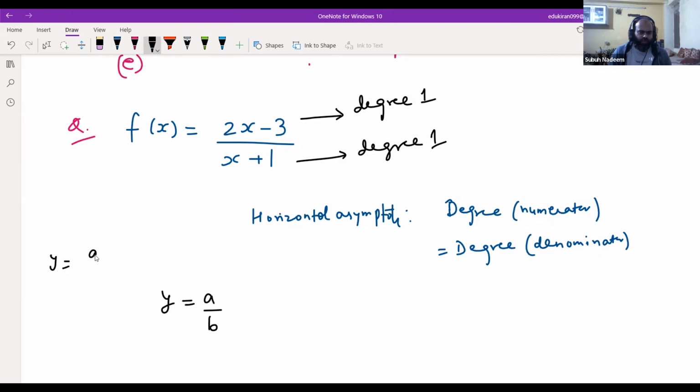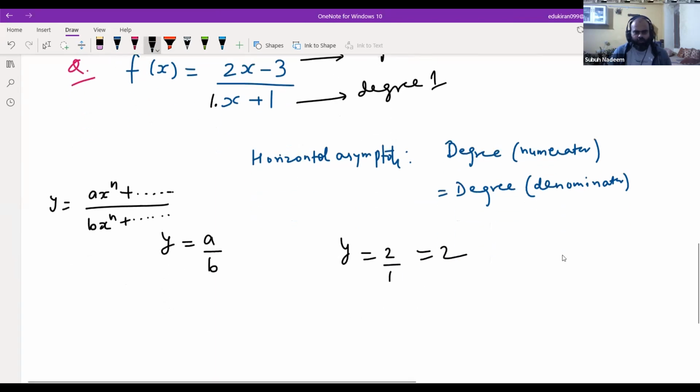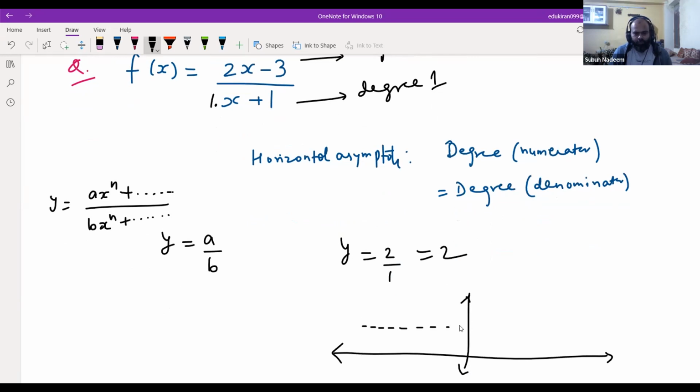If y is equal to ax to the power n plus so on, over bx to the power n plus so on. So if you see in this example, it is y is equal to 2 by 1. Here a is 2, and b is 1, so 2 by 1, which is 2. Which means if you draw a line, y is equal to 2, a horizontal line, then this would be the horizontal asymptote.